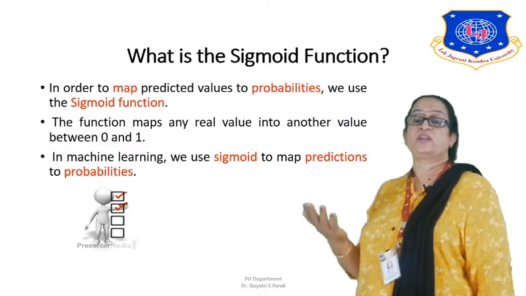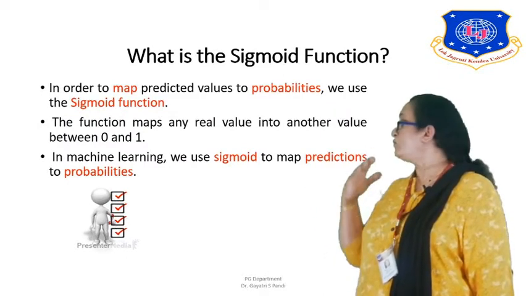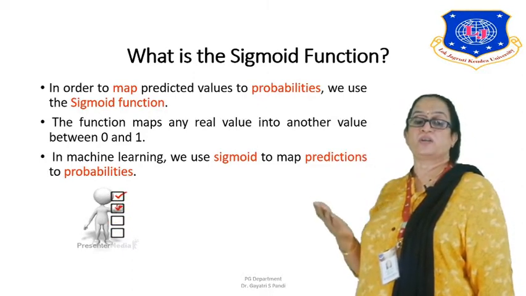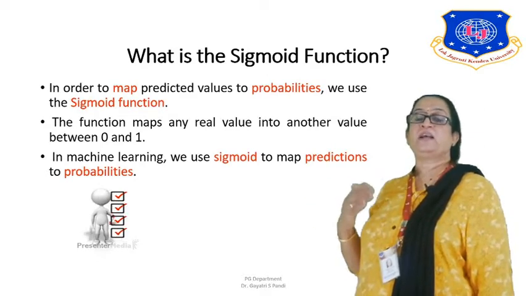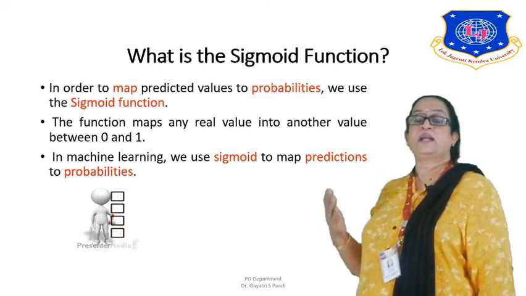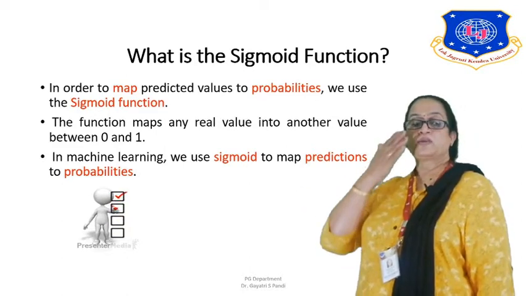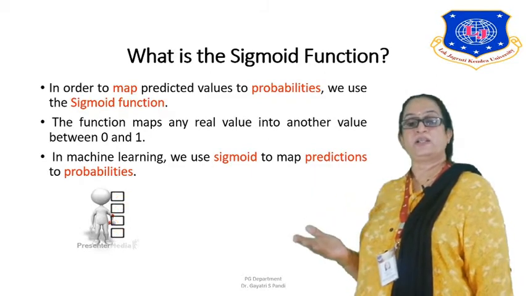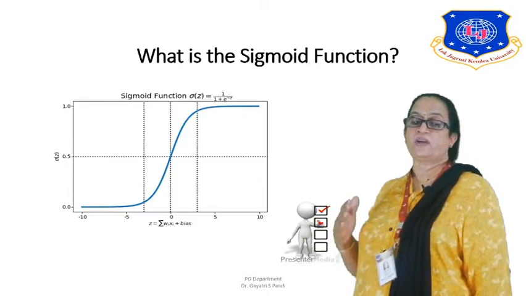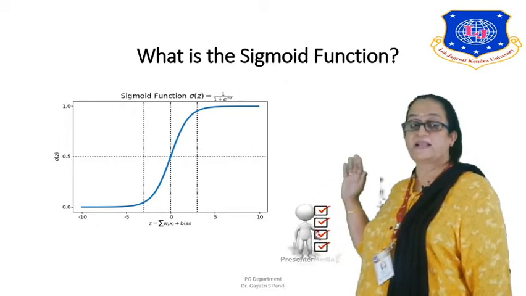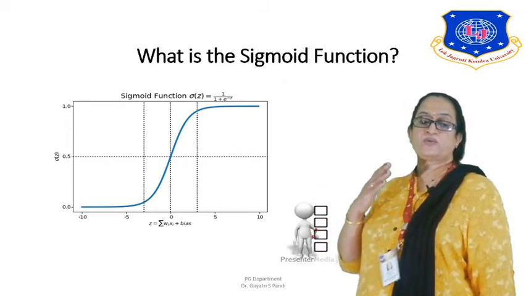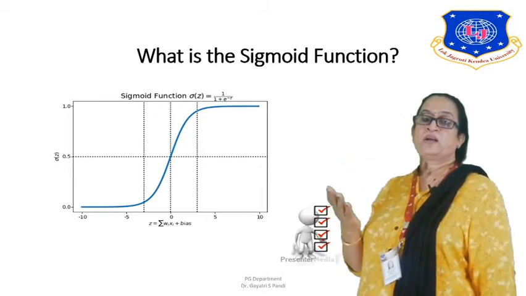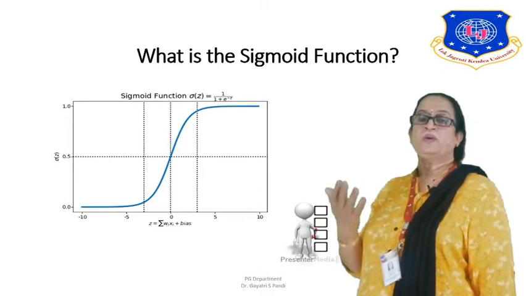So sigmoid function, as I told you, is a cost function. In order to map the predicted values to the probabilities, we use the sigmoid function. The function maps any real value into another value that is ranging from 0 to 1. So in machine learning, we use sigmoid to map the predictions to probabilities. So this is a sigmoid function. You can see it is shown in the form of S, right? And it varies with values from -10 to 10. It could vary from 0 to 1 also. It is depending on the problem you are trying to solve, right?